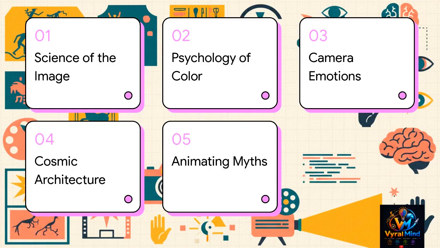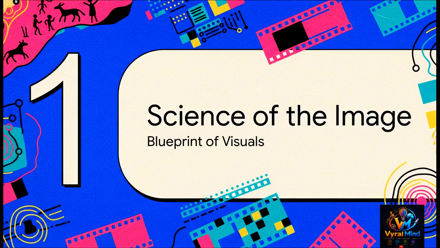So, here's our roadmap for today. First, we'll cover the science of the image, then move into the psychology of color, followed by camera tricks for deep emotion. After that, we'll look at architecture as cosmic storytelling, and finally, animating ancient myths. Kicking things off with Section 1, the science of the image, the blueprint of visuals.